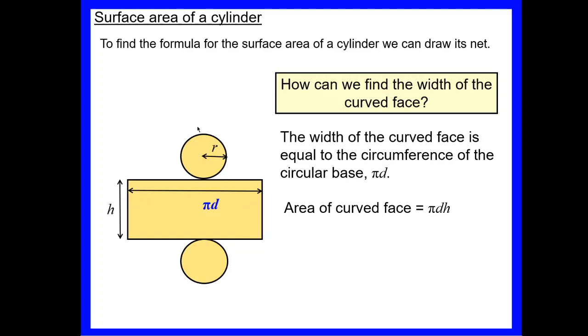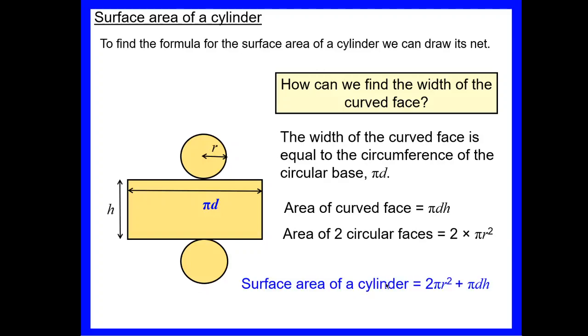We then have the area of the two circles. Remember, the area of a circle is pi r squared, and there are two circular faces, so we need two lots of pi r squared. So that's how we find the surface area of our cylinder. Altogether then, we have 2 pi r squared, so that's two lots of the circular face, plus pi times the diameter, the circumference, times the height, which gives us the rectangular face. So two circles plus the rectangle. Make sure you make a really clear note of that before you move on.